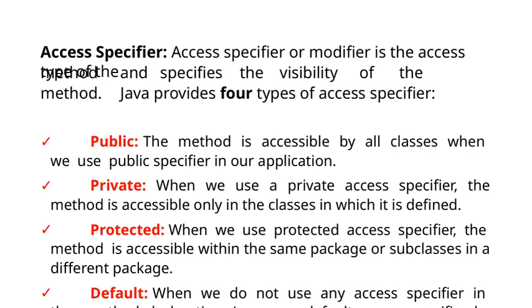Next is private. If you declare a method as private, it becomes accessible only within the class where it is defined. This is great for hiding internal details and protecting data from outside interference. Then we have protected. A protected method can be accessed within the same package, or in subclasses even if they are in different packages. This provides a middle ground between public and private, offering controlled access for inheritance purposes. Finally, there's the default access, which comes into play when you don't specify any access modifier at all. In that case, Java assigns default access, meaning the method is accessible only within the same package. It's a way to restrict access more tightly without explicitly declaring something as private or protected.